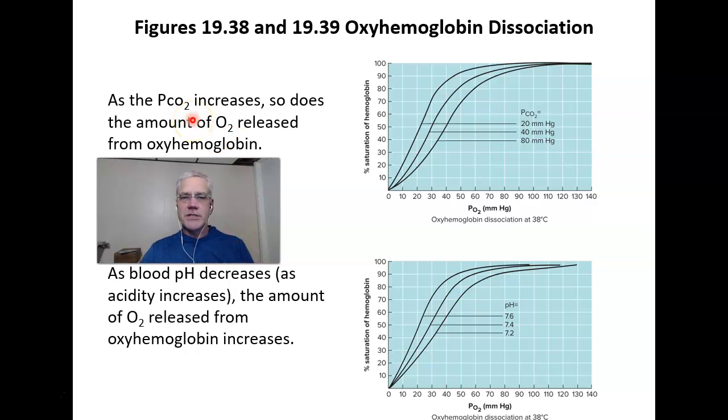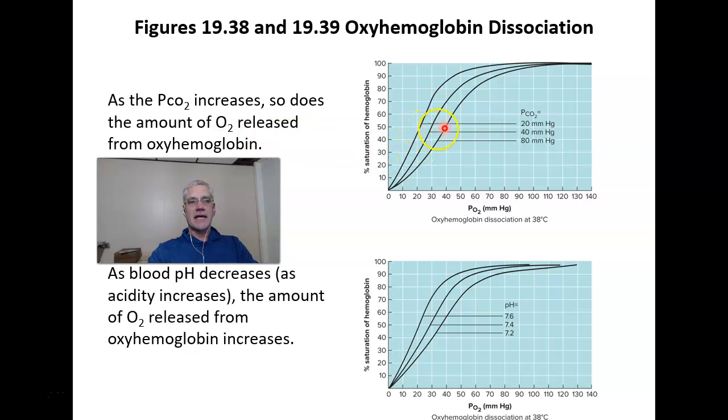Okay, situation 1. As the partial pressure of carbon dioxide increases, so does the amount of oxygen released from oxyhemoglobin. Where would the partial pressure of CO2 increase? It would increase in working tissues because they are going through the process of making ATP, bioenergetics. In that process, you generate CO2. So, partial pressure of CO2 is going to increase around tissues that are actively metabolizing. In those same places, oxyhemoglobin is going to release the oxygen to those working tissues.